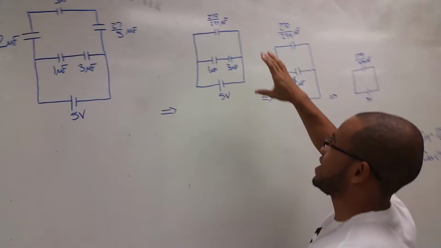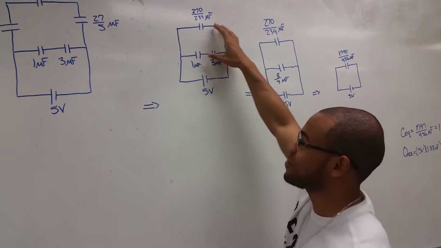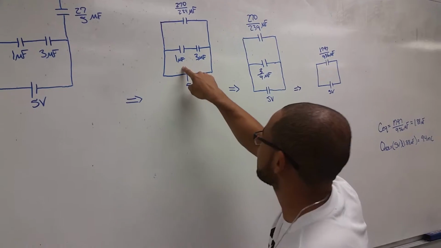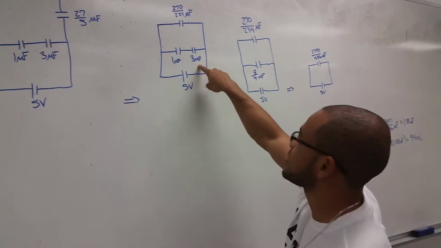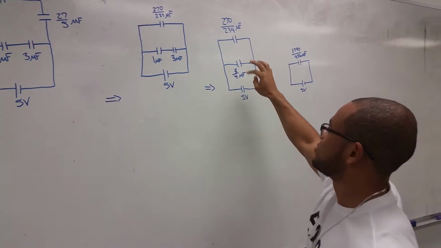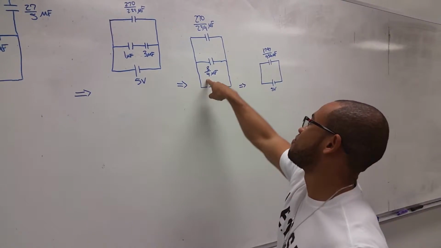Okay. Now, see how simple this is so far? Now we add these two since they're in series. So it's 1 over 1 plus 1 over 3. So that gives you 4 over 3. But you inverse it, so it's 3 over 4 microfarads.